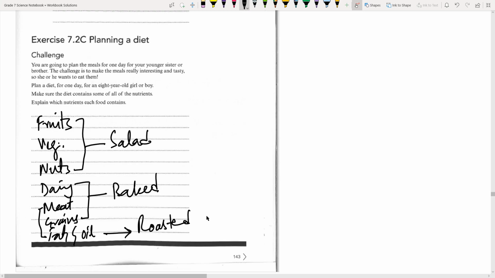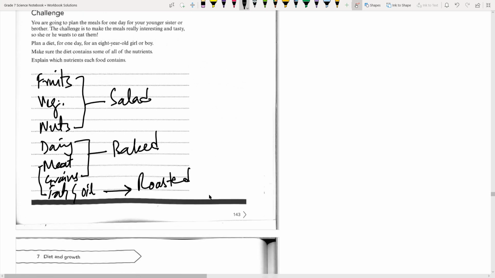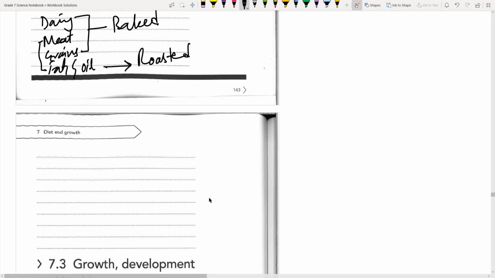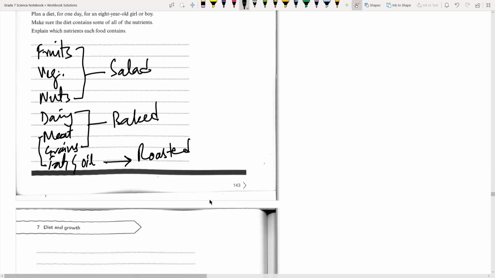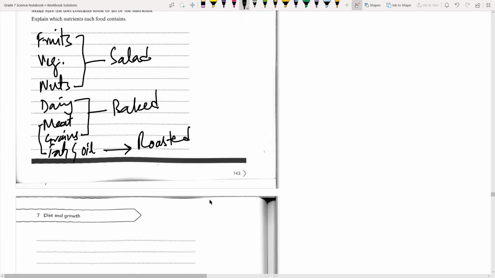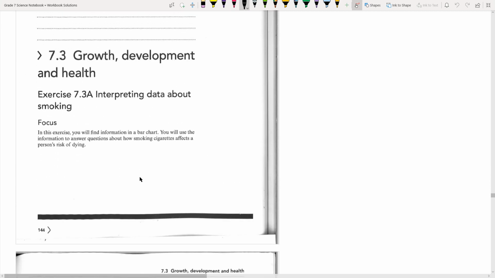Because people like roasted meat. I'm not much of a meat fan, but people like baked or roasted meat, right? So this is how we'll make it interesting. It's an open-ended question, so there's no direct answer. You can write answers, but make sure that you list these basic food articles that contain nutrients, right?